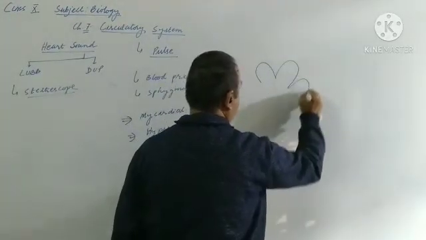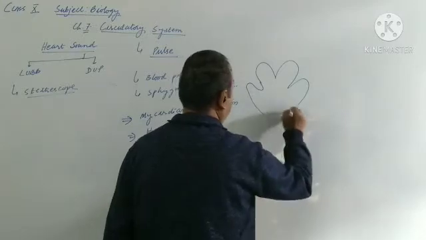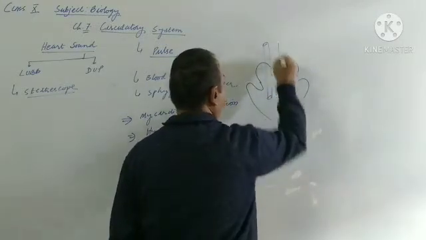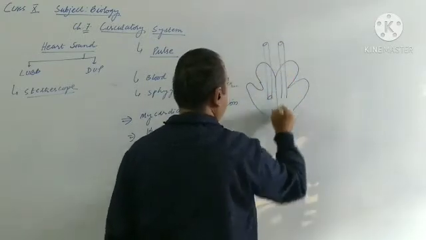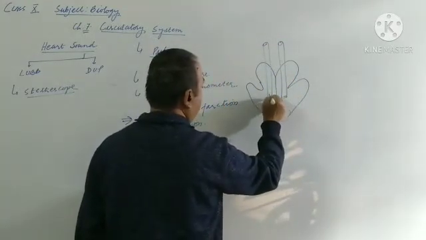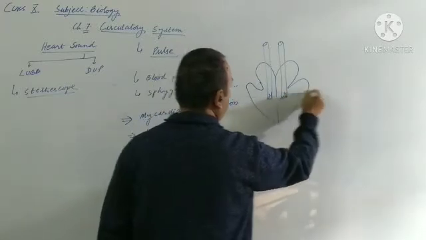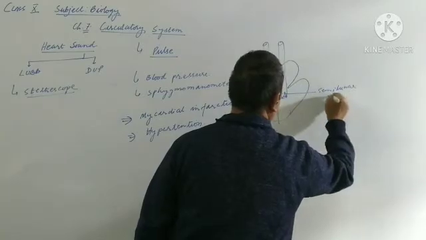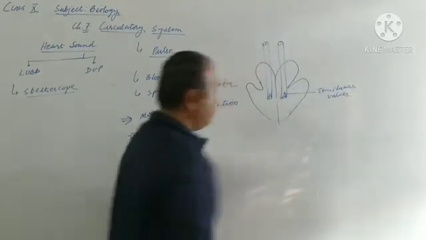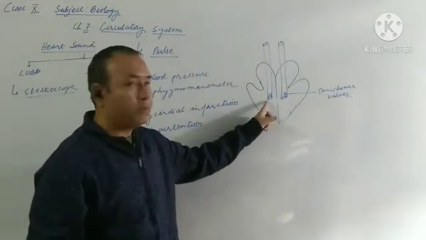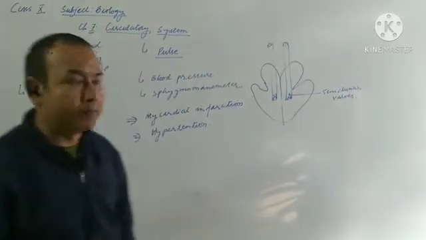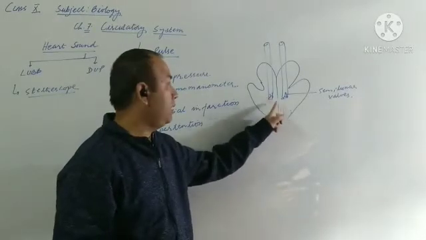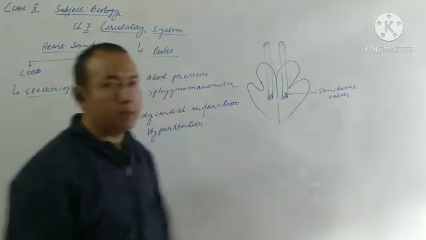Like if this is the heart, okay, here I have drawn the diagram. Then again, here aorta. Now here the semilunar valves. The valves which are present at the beginning of the pulmonary artery and aorta are what we call semilunar valves.